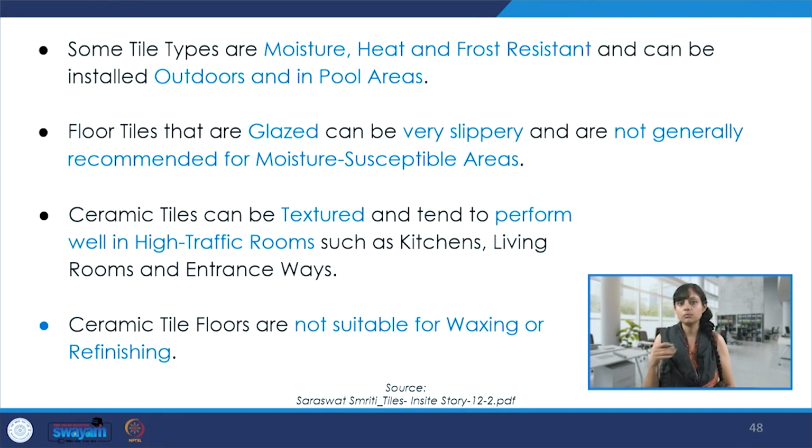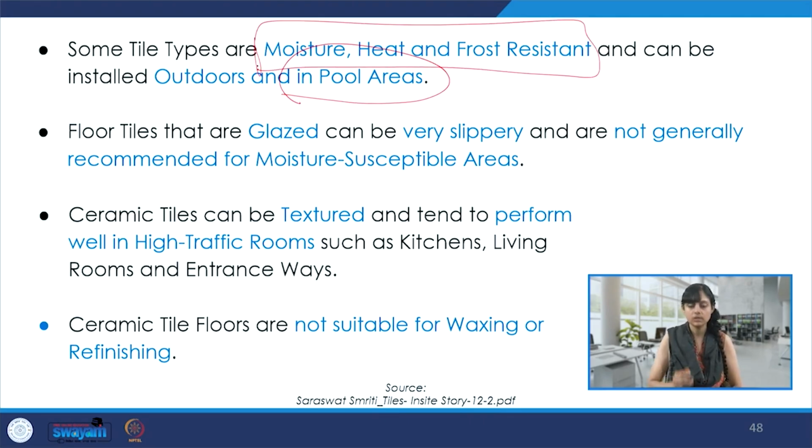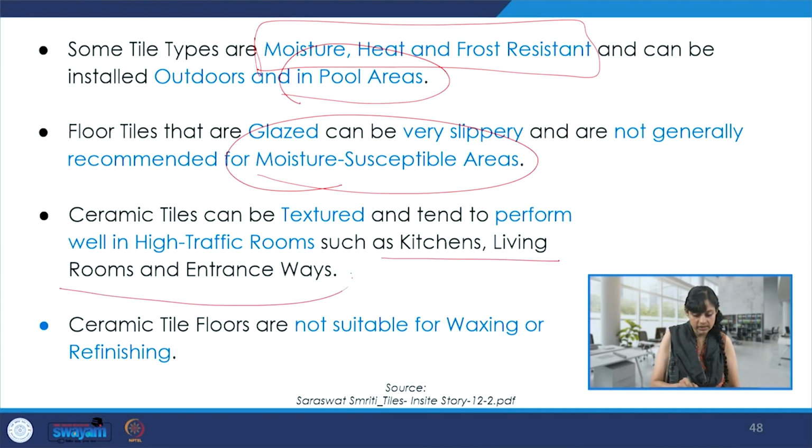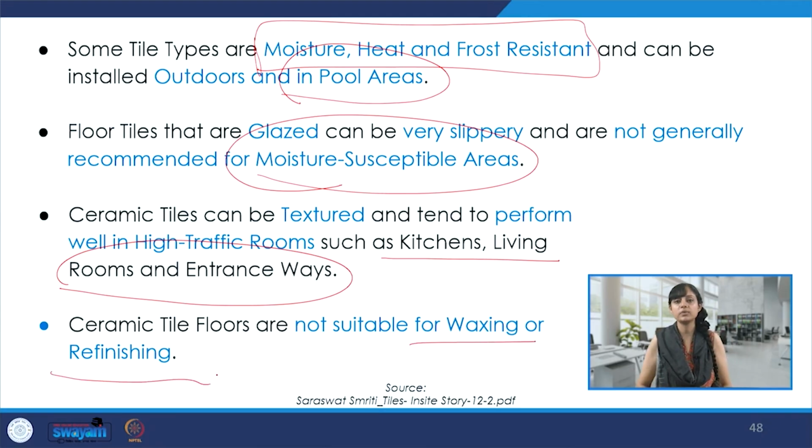Then some tile types are moisture, heat and frost resistant, and then they can be installed outdoors. Also, in pool areas because they are resistant to moisture, heat and frost. The floor tiles that are glazed can be very slippery and are not generally recommended for moisture susceptible areas. Ceramic tiles can be textured and tend to perform well in high traffic rooms such as kitchens, living rooms and entranceways. Also, ceramic tile floors are not suitable for waxing or refinishing. So these are some thumb rules and important aspects to keep in mind.